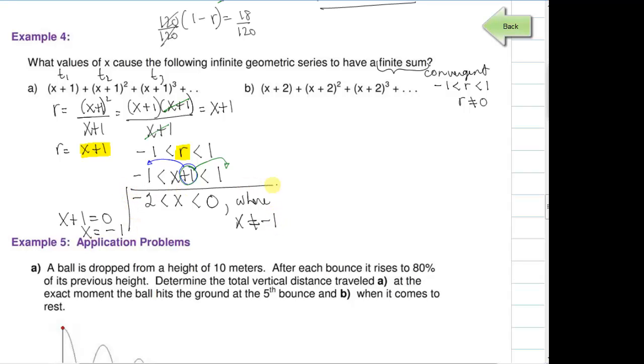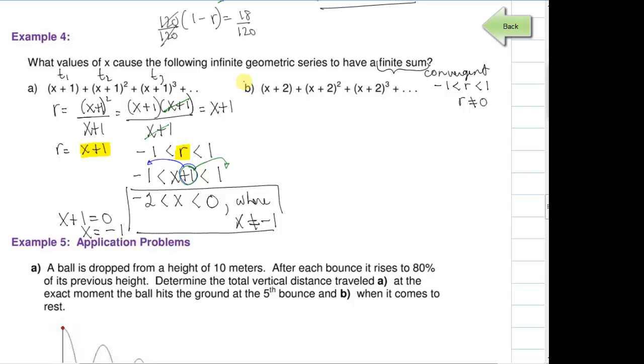And so this is your answer for the first question here, that x has to be between negative 2 and 0, but it cannot be equal to negative 1, because if it was equal to negative 1, you would no longer have a geometric series. Okay? All right, so you might want to pause here and try the next one on your own, and then restart it once you've done and check to see how you did.